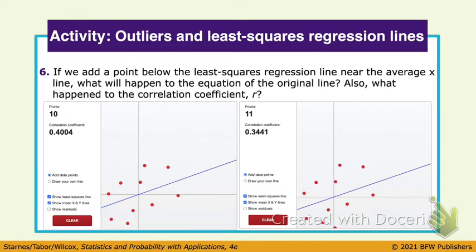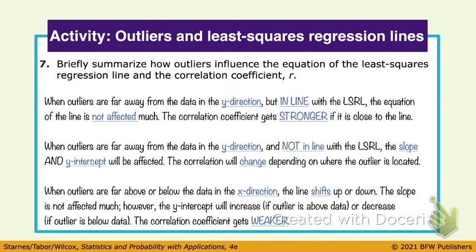But in general, here are some generalized rules. Here's a summary. When outliers are far away from the data in the y direction, so from side to side, like the first few that we looked at, but they are in line with the least squares regression line, the equation of the line is not affected much, okay? My slope and my y-intercept stayed pretty close to the same.